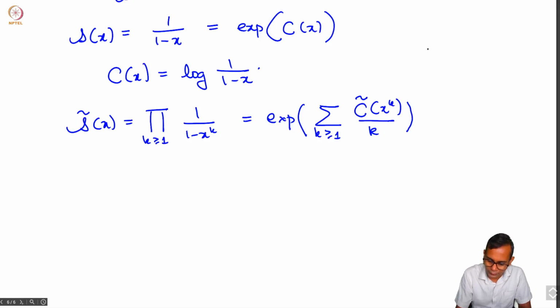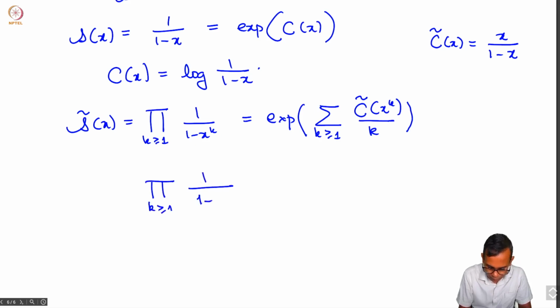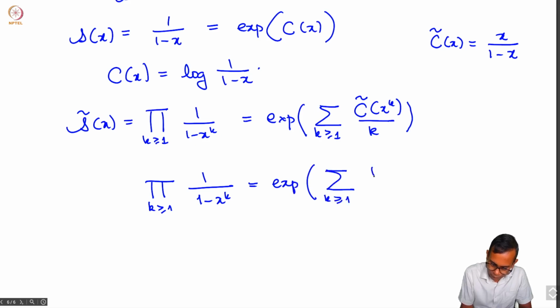But recall that if you have 2 cycles on a given set, they're always isomorphic, and so the type generating function for C is something we actually know. It's just x over 1 minus x. And so what we get is this rather remarkable identity that the product over k greater than or equal to 1 of 1 over 1 minus x to the power k is exp of the summation k greater than or equal to 1 of 1 over k times x to the power k over 1 minus x to the power k.